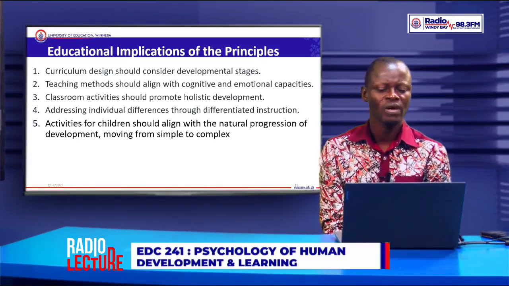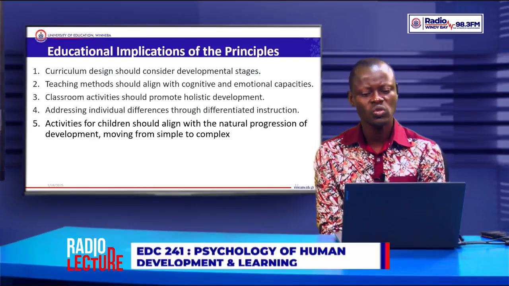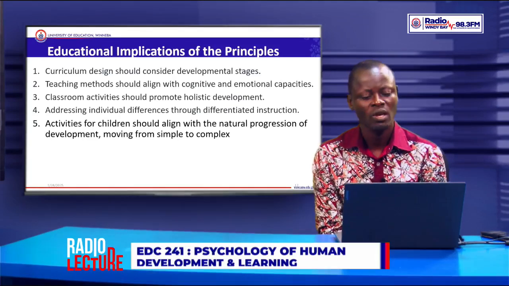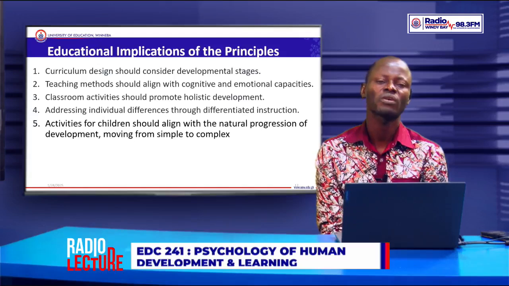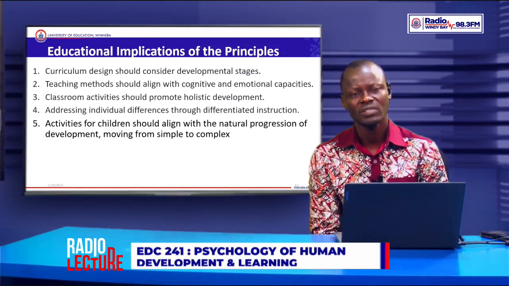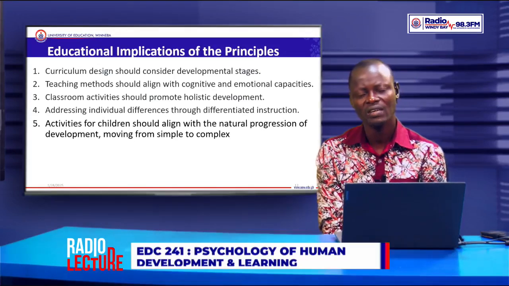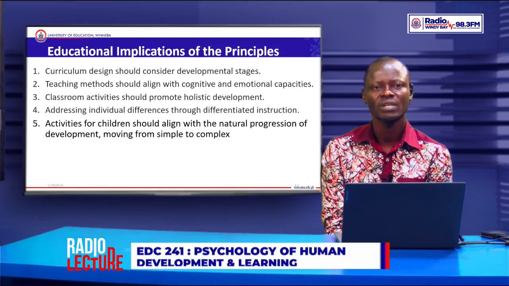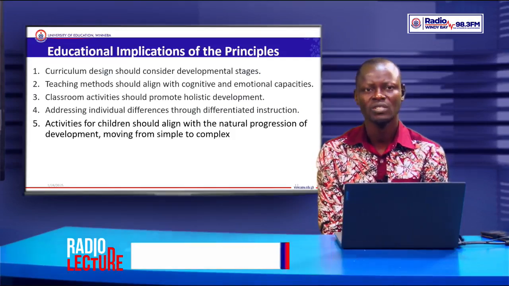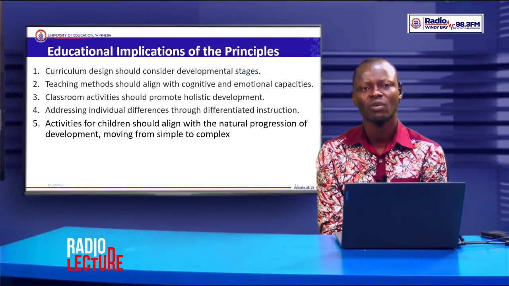They were saying that activities for children should also align with natural progression, where we are moving from simple to complex. So when we give activities to children, we should consider the level of their development, so that we don't give activities which are above their developmental stage and which they cannot execute properly.